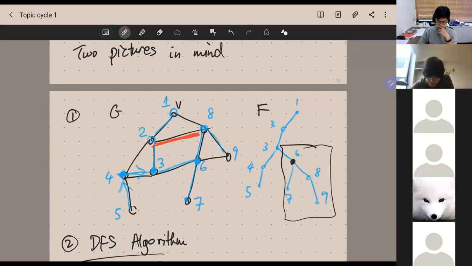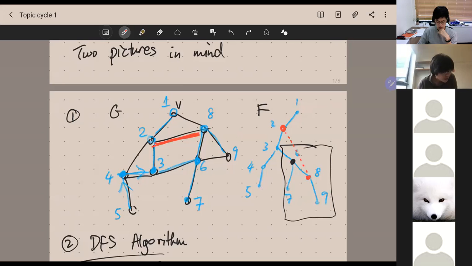Now let's look at 2 and 8, the position. Then 2, this edge, this is our edge. 2 is a predecessor, an ancestor of the vertex 8. So what I mean is that it cannot be the case that 2 is here. They belong to 2 different subtrees.